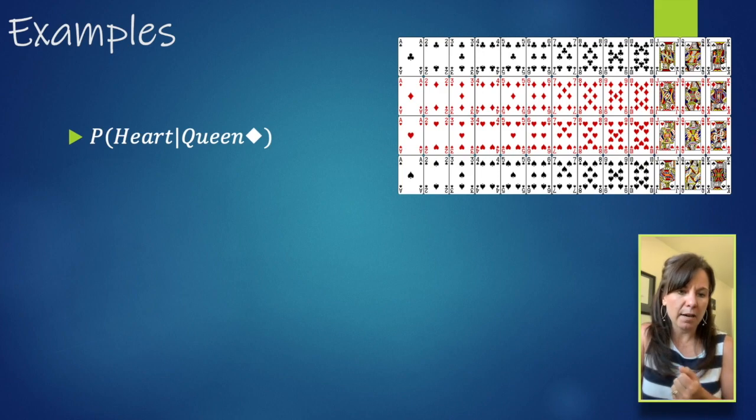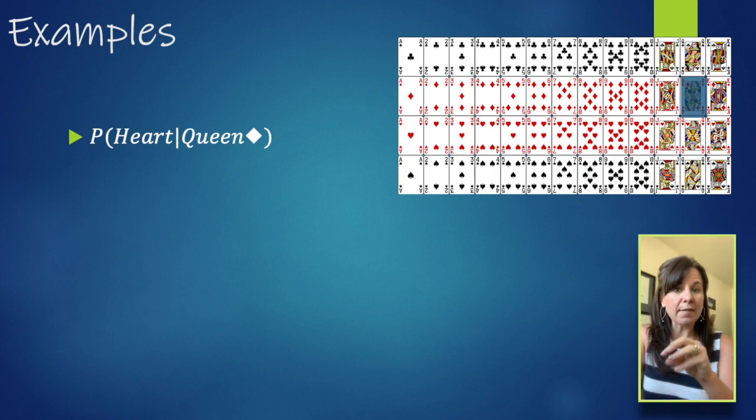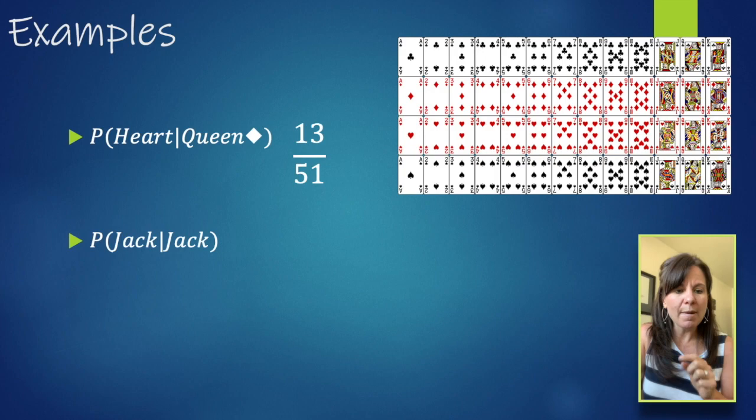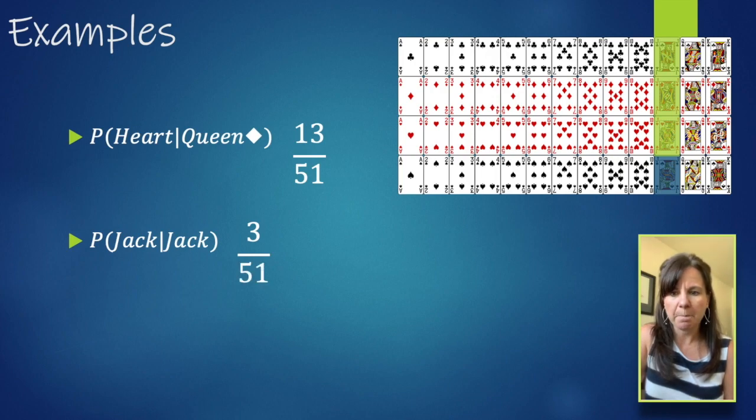What's the probability of drawing a heart, given that the queen of diamonds has already been drawn? Well, we've taken out the queen of diamonds, so there's 51 cards left. There's 13 hearts, so we have 13 out of 51. What about the probability of drawing a jack, given that we've already drawn a jack? 51 cards left, only 3 jacks left, so 3 out of 51.